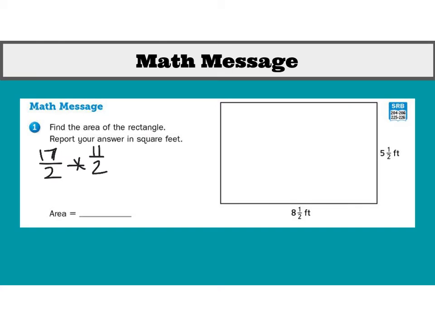And then we multiply that out using our multiplication algorithm. We get 187 as our numerator and 4 as our denominator. And then we could turn that into a mixed number, and we're going to get 46 3/4. So our answer would be 46 3/4 feet. Can't forget that label.